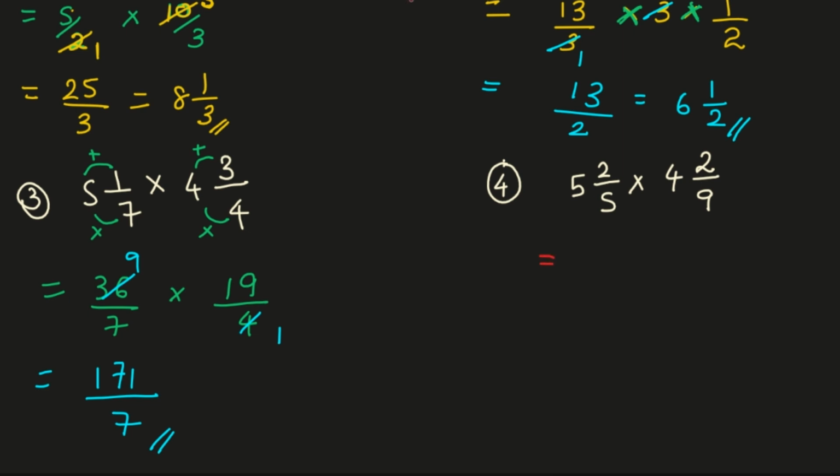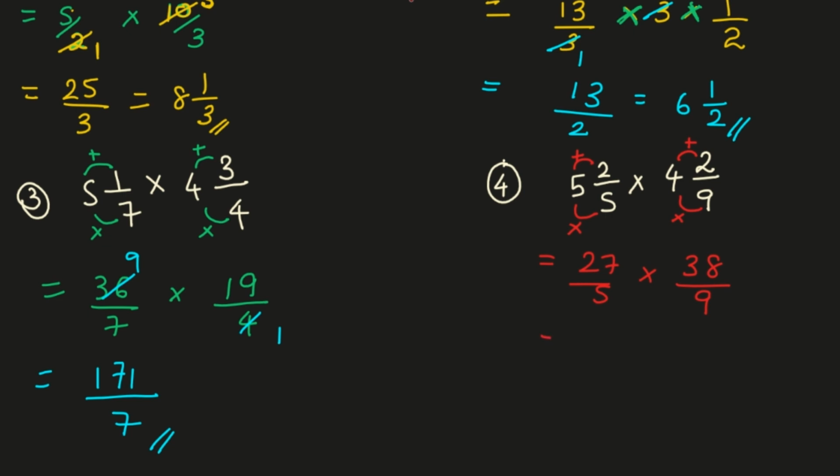Right, let's do it, guys. 5 into 5, it's 25. 25 plus 2, it's 27. Divided by 5. Into 4 into 9, it's 36. 36 plus 2, it's 38. Divided by 9. Is there something else?